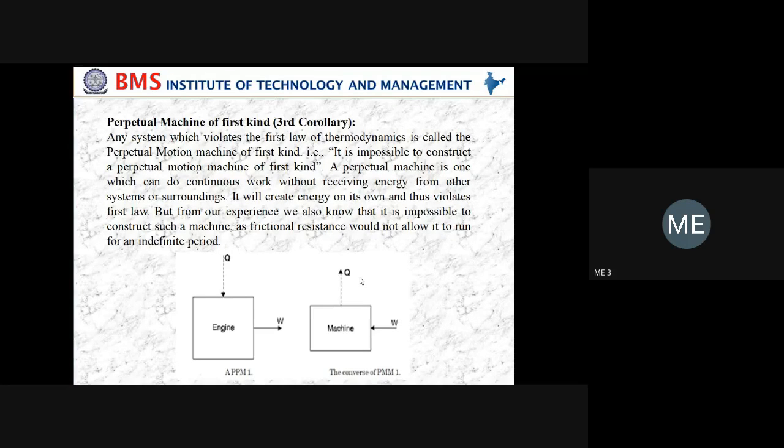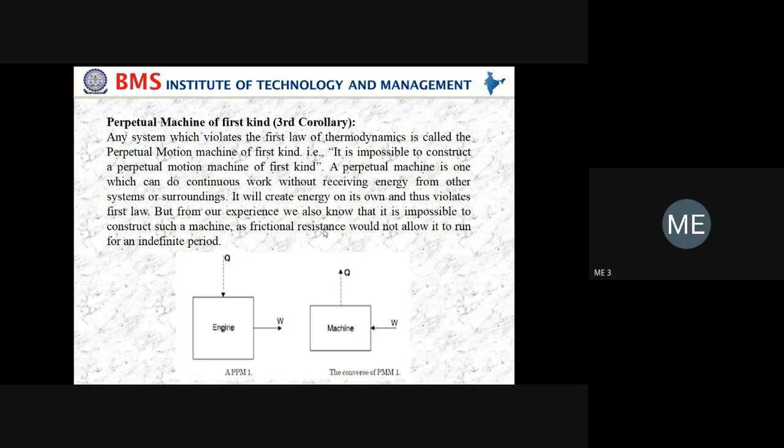Okay, because it violates the first law of thermodynamics. The first law of thermodynamics states that the total energy associated with the system remains constant, and we can take the two mutually convertible forms of the energy. If only one energy transfer is there in the system, then it violates the first law of thermodynamics.